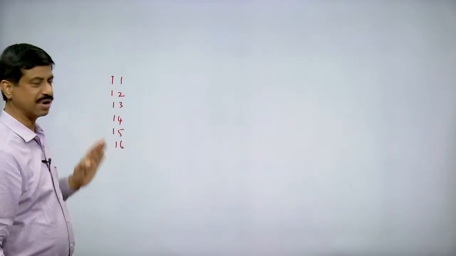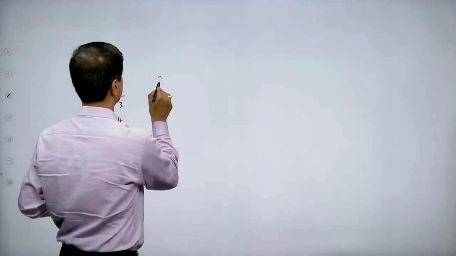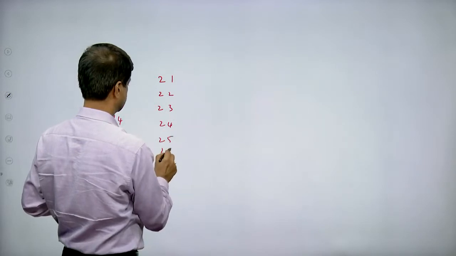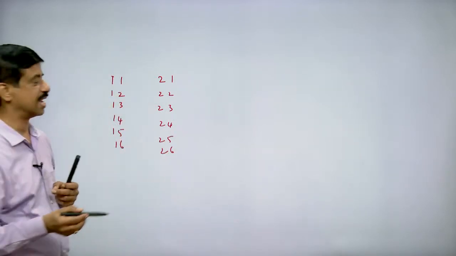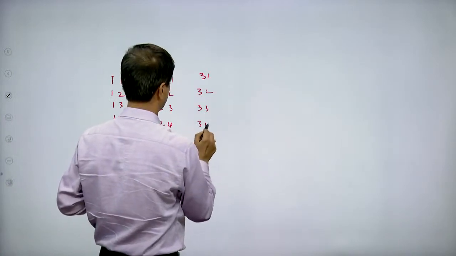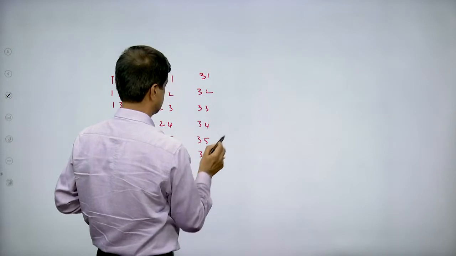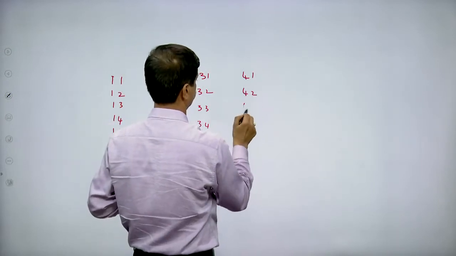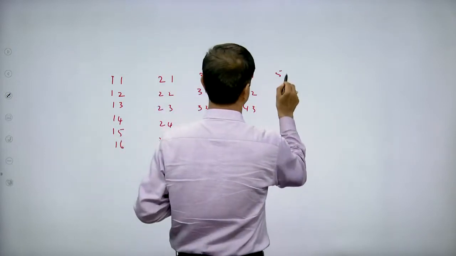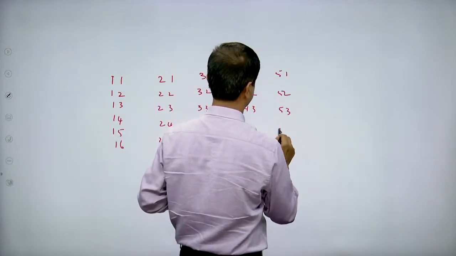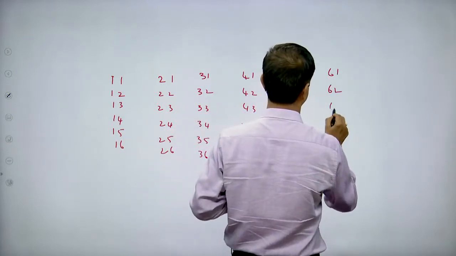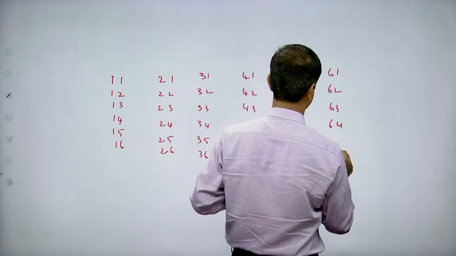So first die we fixed 1. Now we will fix first die as 2. So 2, 1, 2, 2, 2, 3, 2, 4, 2, 5, 2, 6. Next we will fix first die as 3. So 3, 1, 3, 2, 3, 3, 3, 4, 3, 5, 3, 6. 4, 1, 4, 2, 4, 3, 4, 4, 4, 5, 4, 6. 5, 1, 5, 2, 5, 3, 5, 4, 5, 5 and 5, 6. 6, 1, 6, 2, 6, 3, 6, 4, 6, 5, 6, 6.